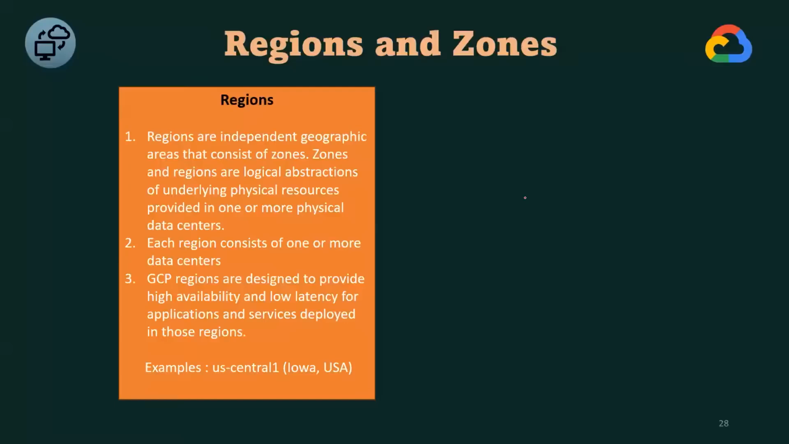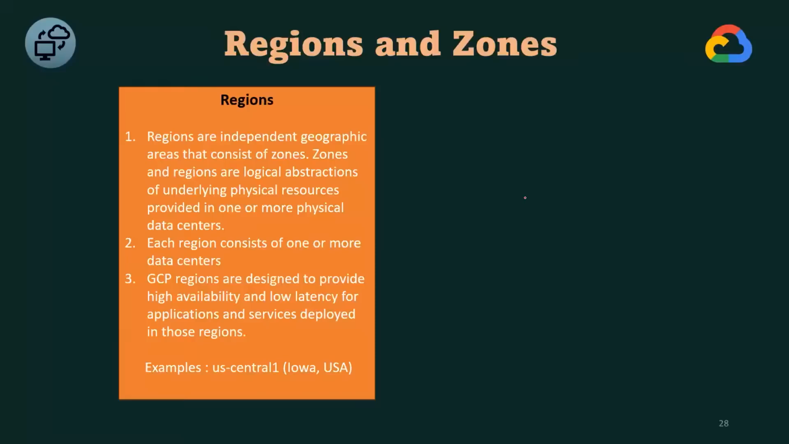Zones and regions are the logical abstraction of underlying physical resources provided in one or more physical data centers. So how are the regions and zones divided? It's based on the logical abstraction of underlying physical resources. Some resources that you find in one region you may not find in another region. Some resources that you find in one zone may not be available in another zone, because it's purely a logical abstraction. If you want to see whether a particular service is available in a particular location or not, you will be able to see it whenever you try to access it.